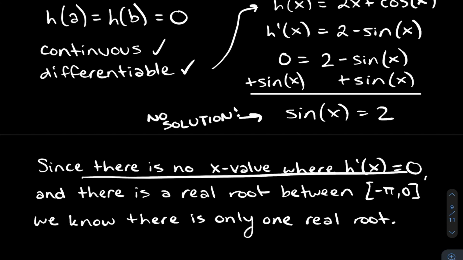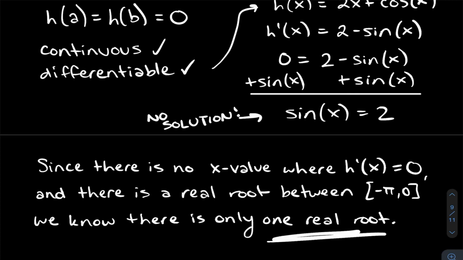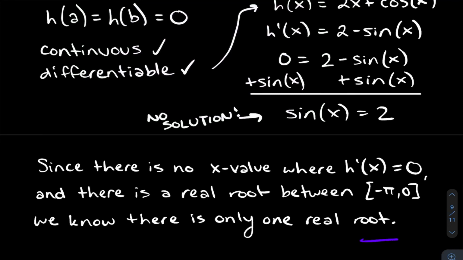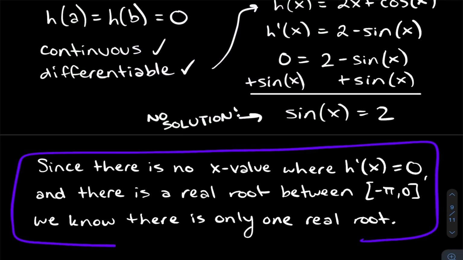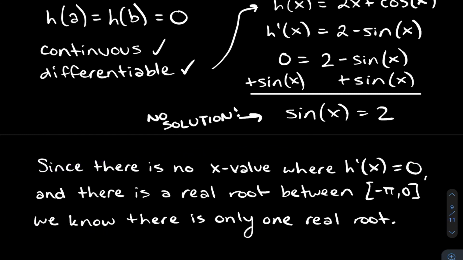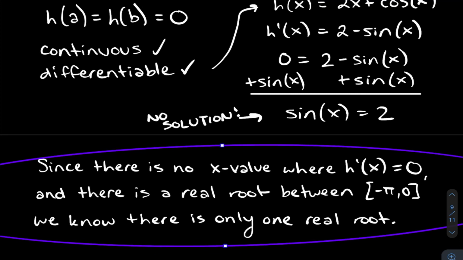These are the two things that we found. We found that there at least was one root, but there's no turnaround point. And so there has to be only one real root. And so that would be the reasoning that I would write there. My reasoning, my sentence structure, I guess, is not always the best, but it does the job.